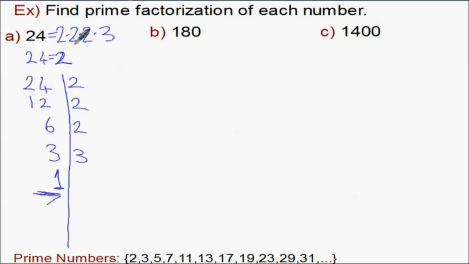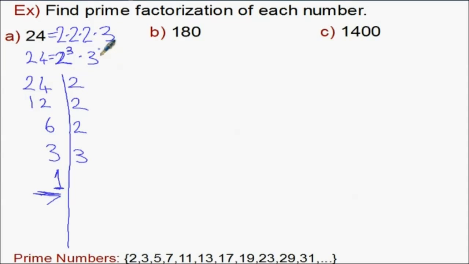So 2 times 2 times 2. How can I write it by using exponential notation? How many 2 are there? 3. I multiply 2 by itself 3 times. So 2 to the power of 3, or 2 cubed, and there is only 1 3. I don't need to write the power 1 here.